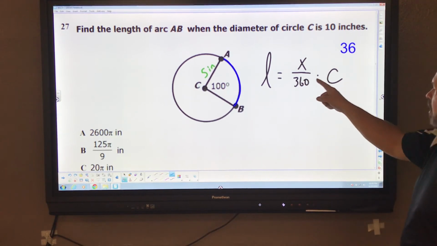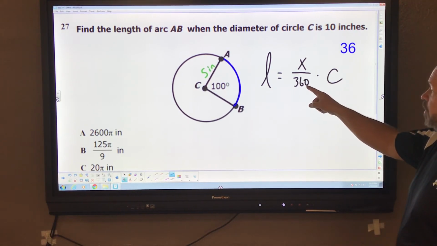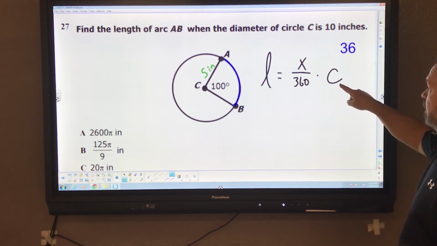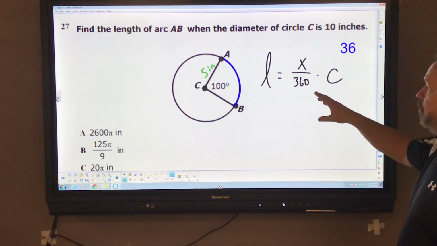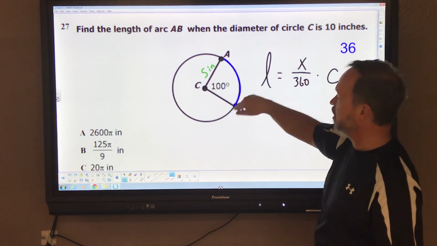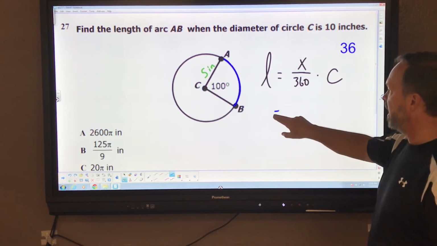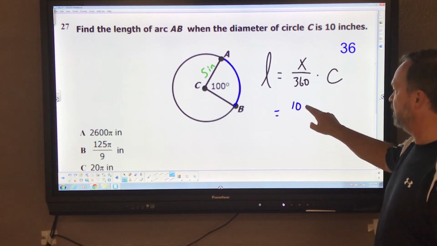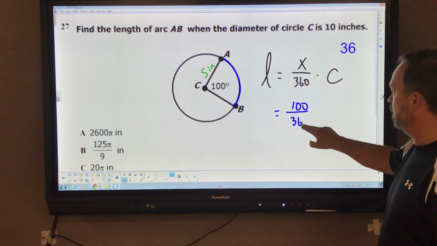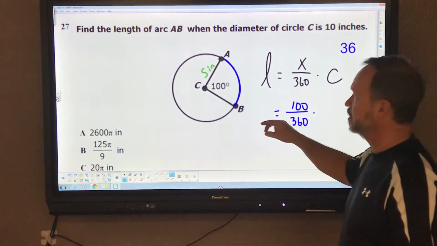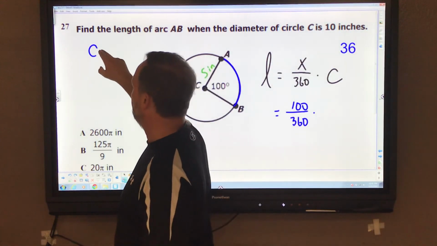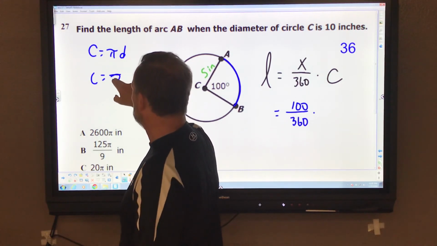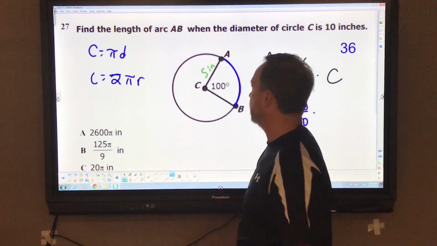And so it's part of the whole thing. Part, because it's 360 degrees all the way around. And the whole thing is the circumference, because we know part of this outer area, which is called the circumference. So for us in this case, the degree measure is 100. So you have 100 divided by 360. And circumference for us is either pi d or 2 pi r. That's what circumference is.